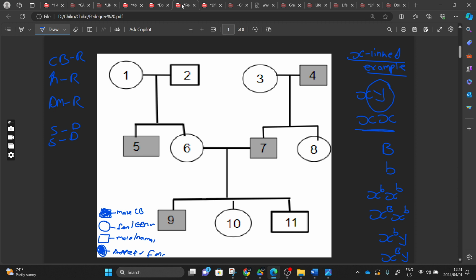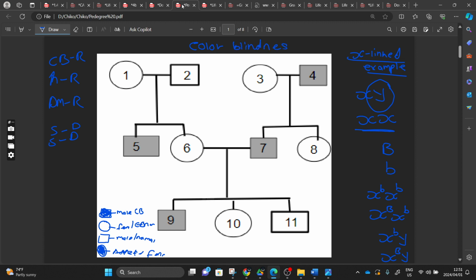Right? And then here's the thing. What can we do here? We can say, fill in this pedigree. Fill in this pedigree, right? From individual 1 up until individual 11. Fill in this pedigree. How are we going to do this? First thing, we are dealing with color blindness.